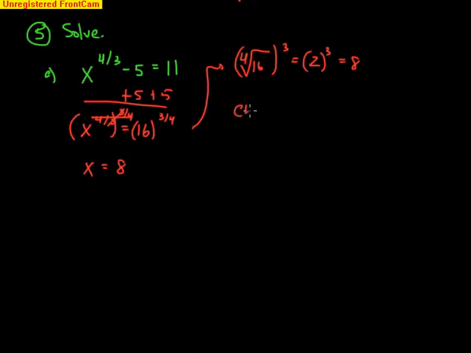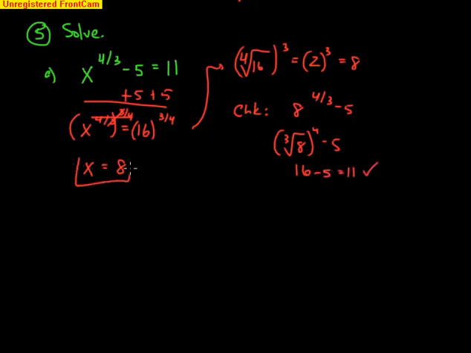But remember, with all these indexes and stuff, you have to always check. 8 to the 4/3 minus 5. Well, this is the cube root of 8 to the 4th. The cube root of 8 is 2. 2 to the fourth is 16. And 16 minus 5 is 11. And you're good to go. So 8 is my answer.